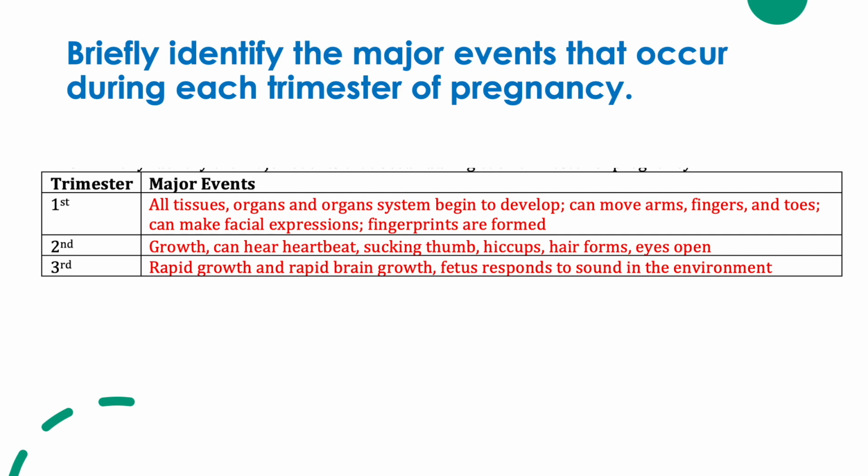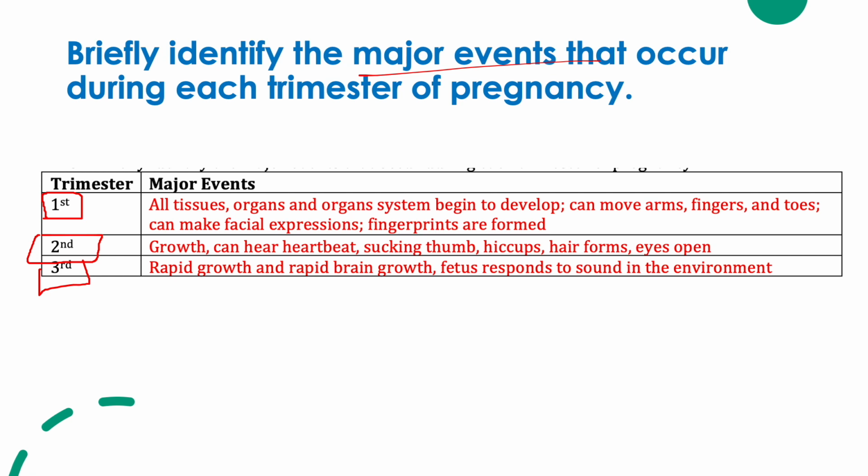Moving to the major events in the form of a question. It can be asked like, list the major events. So you can say what happens in the first, second or third trimester. You can easily highlight from here.